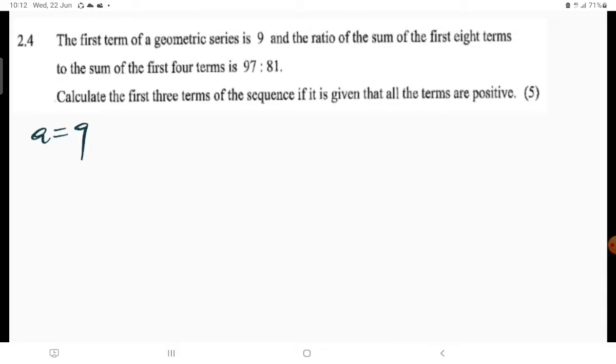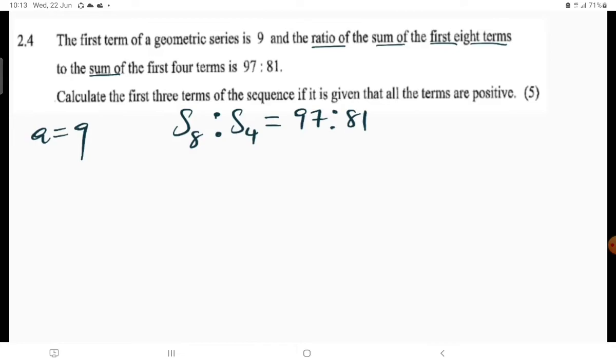And we are also given that the ratio of the sum of the first 8 terms, S8, to the sum of the first 4 terms, S4, is 97 to 81. So we're just writing the ratios of these things.